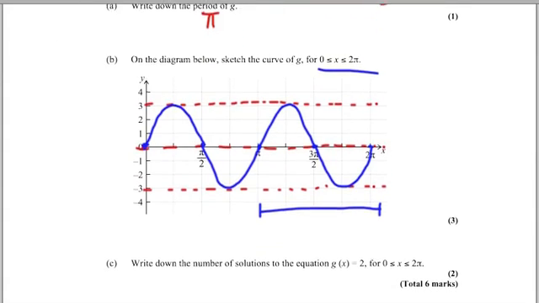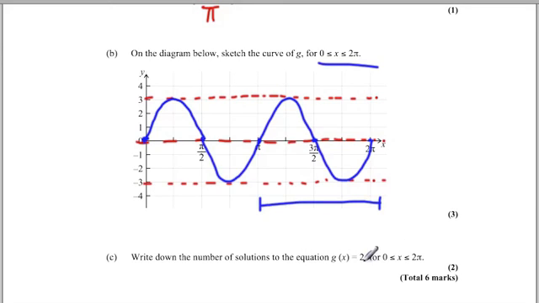Now there's a c. Write down the number of solutions to the equation g of x equals 2 from 0 to 2 pi. So when they say g of x equals 2, what this means is this is like saying y equals 2. And y equals 2 is a flat line. So let's draw this. So y equals 2 just looks like that. And they're saying this is from 0 to 2 pi, so basically we stop there. So how many solutions just means how many intersection points that we can see. So we see 1, 2, 3, 4.